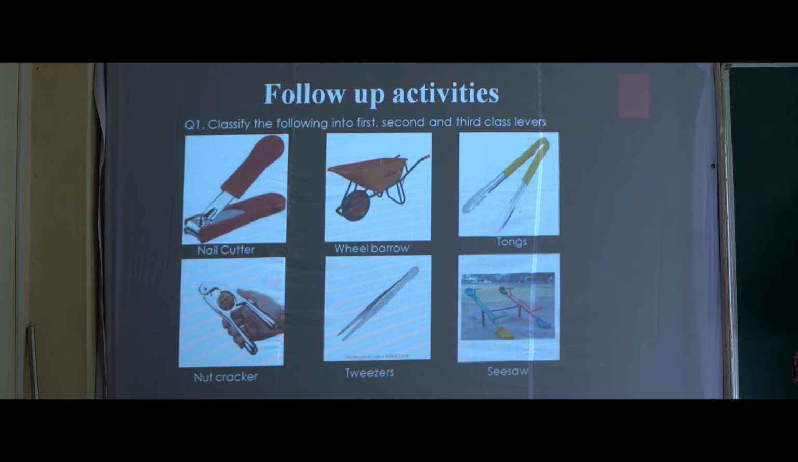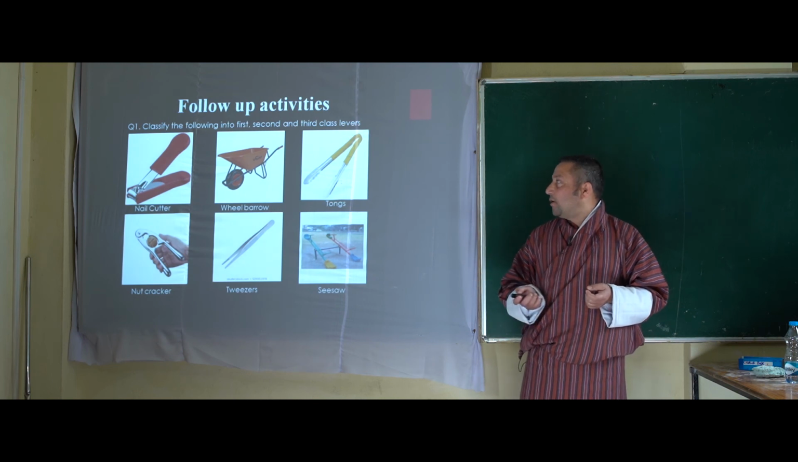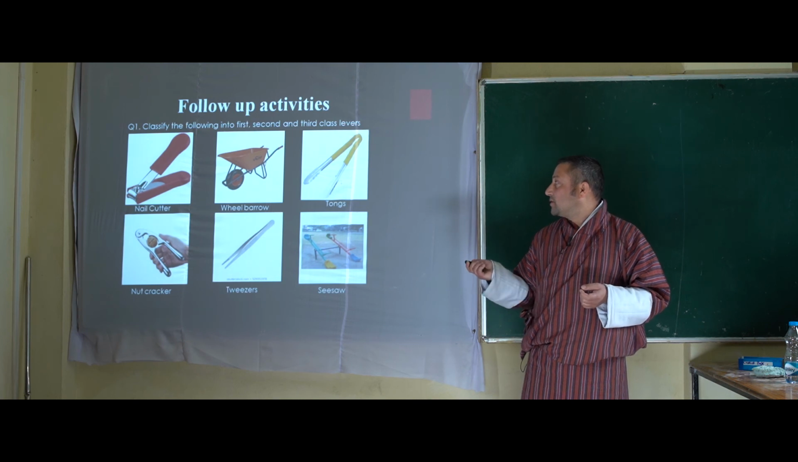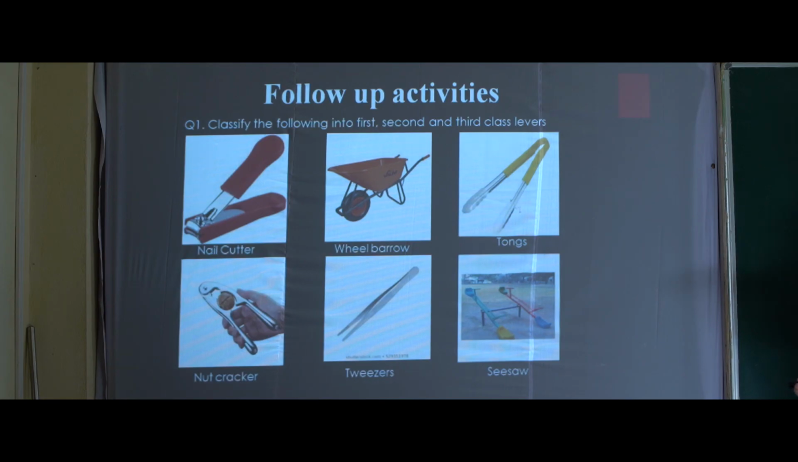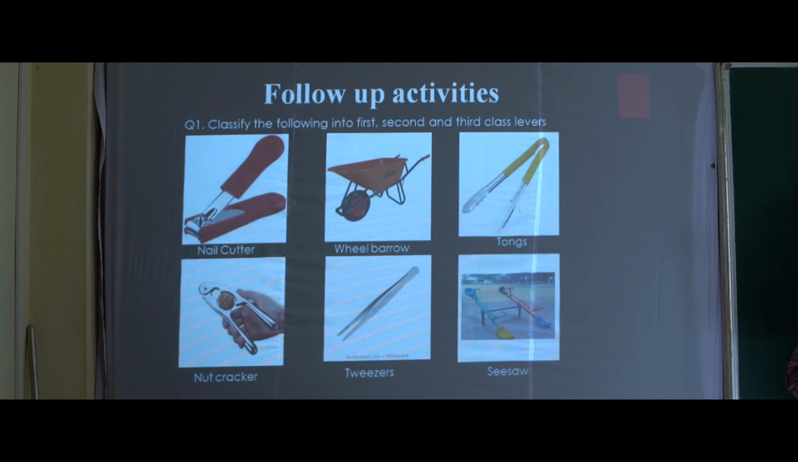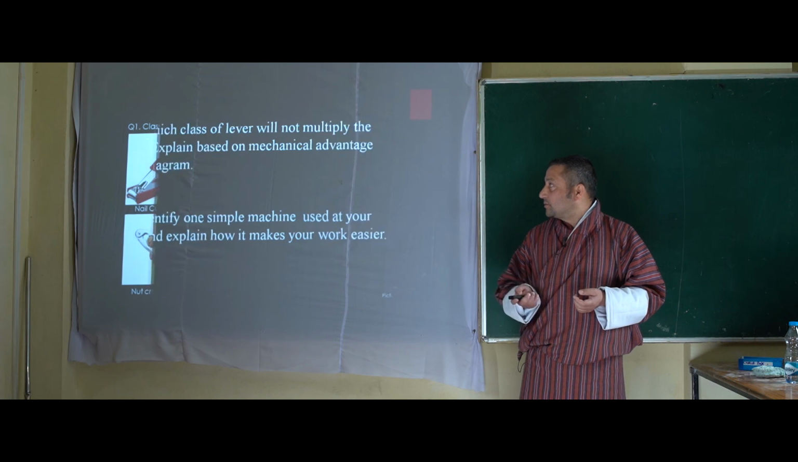Very easy question. Classify the following into first, second, and third class levers. I have here 6 objects given: nail cutter, wheelbarrow, tongs, nutcracker, tweezers, and seesaw. So these are the 6 objects. You classify them as first class lever, second class lever, and third class lever. This is the first question. Let's go to the next one.